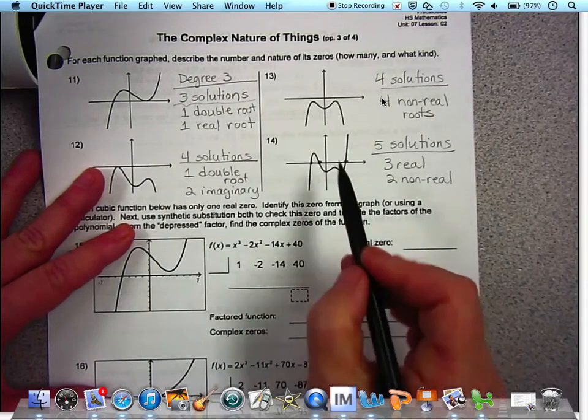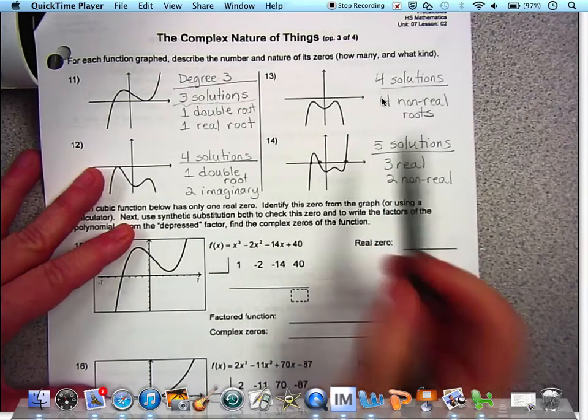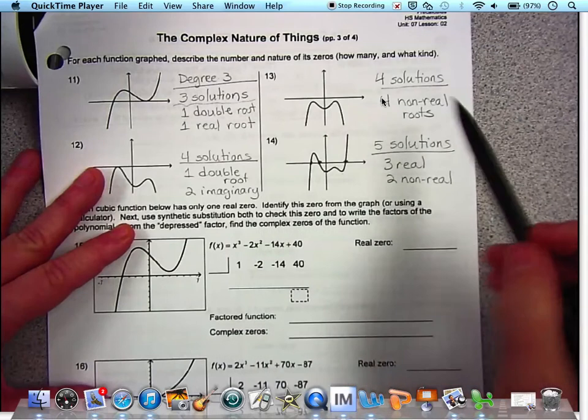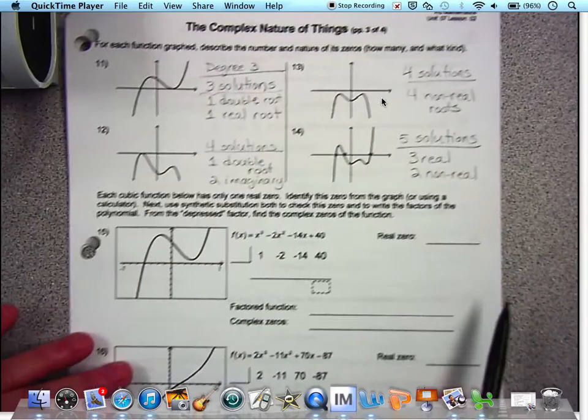Right. You have to count all the bends to see how many solutions you have. Then from there you count your real ones, subtract that, and that's how many imaginaries you have. You don't try to count the imaginaries. Okay? Is that better? Yes. All right.